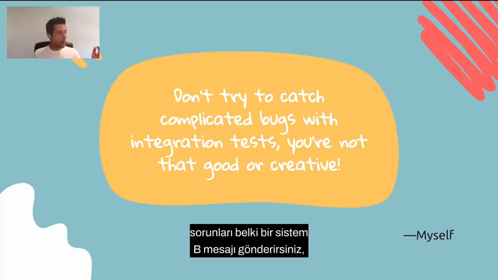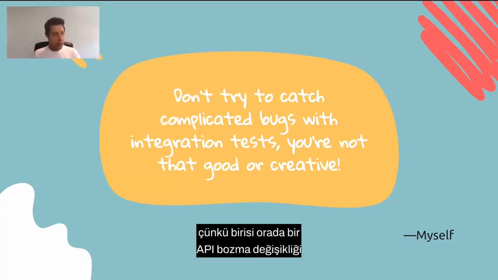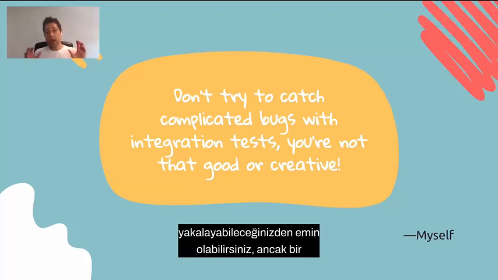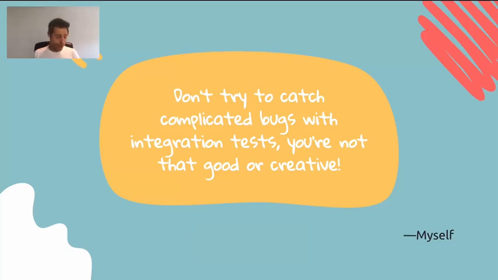Contract problems: maybe you send a message to system B and it stops working because someone made an API breaking change there. This type of stuff, sure, you can catch via integration tests, but you're never going to catch that bug that happens if a message gets to your system 10 milliseconds later than it should.